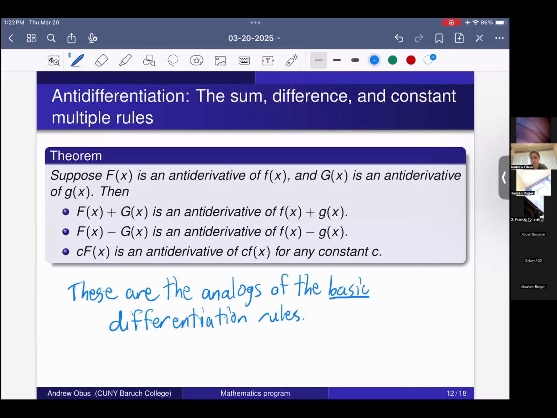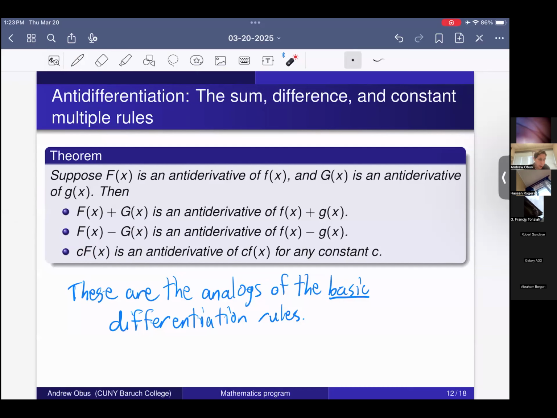If I add two functions and I want to take an antiderivative, I take the antiderivative of the first plus the antiderivative of the second. I subtract them, antiderivative of the first minus the antiderivative of the second, and if I multiply by a constant, it's just that constant times the antiderivative of the first.